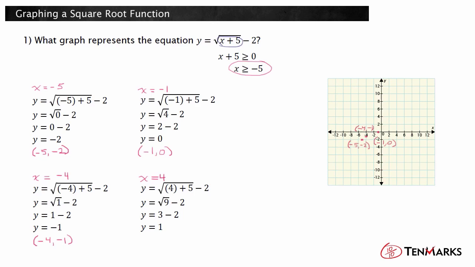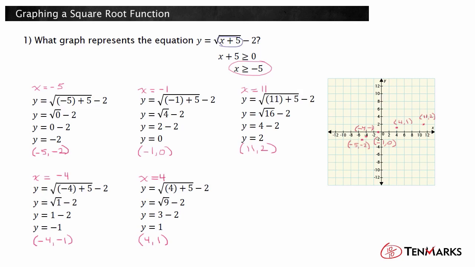Substitute 4 for x in the equation and solve for y. The point 4, 1 is also on the graph. Find one more point. Substitute 11 for x in the equation and solve for y. So the point 11, 2 is also on the graph.